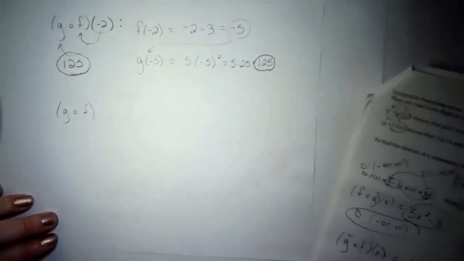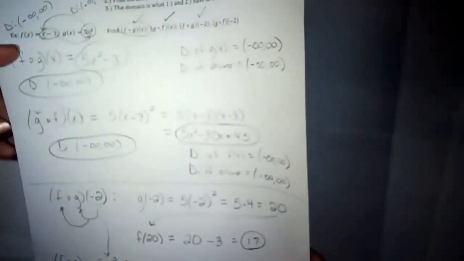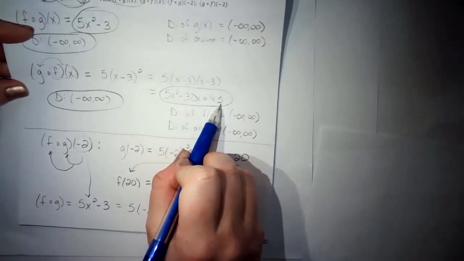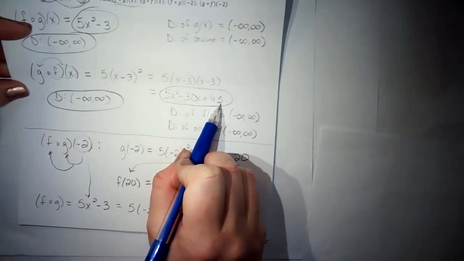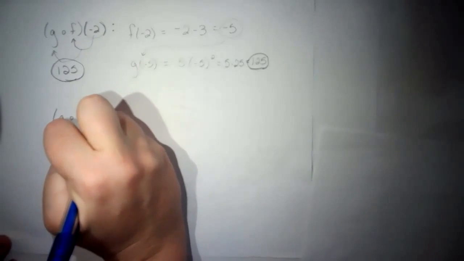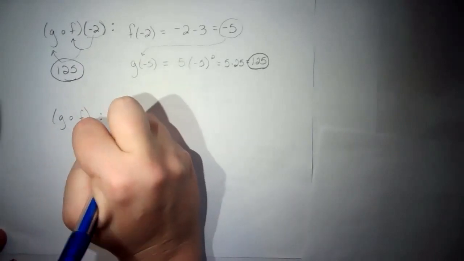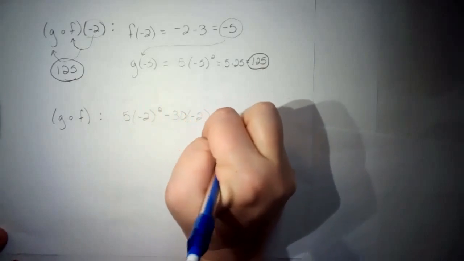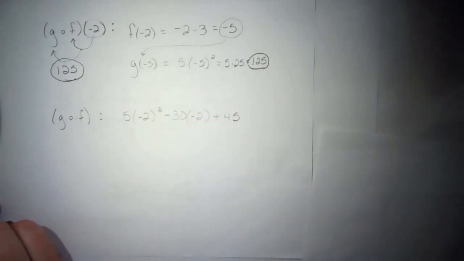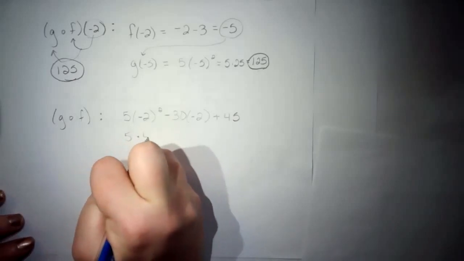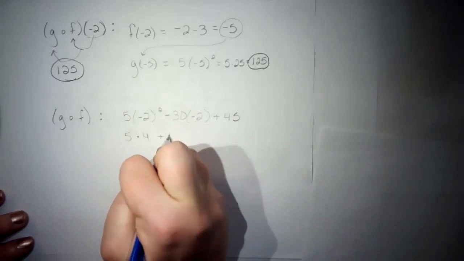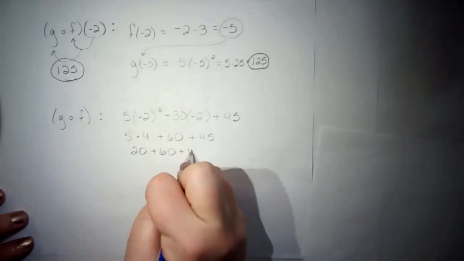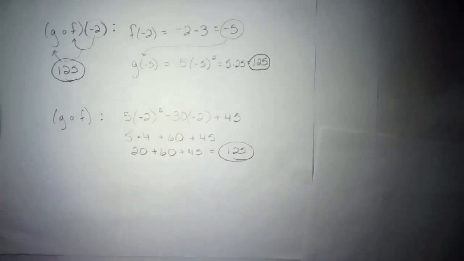All right, or, okay, I can find g of f. Well, we already found g of f. It was up here, right? So here's our g of f. We can plug -2 into this and we should get 125. So if I put -2 into g of f, remember that's just the composition that I had found earlier, let's see what I get. -30 times -2 is a positive 60. I'm going to get 20 plus 60 plus 45. Sure enough, I get 125.